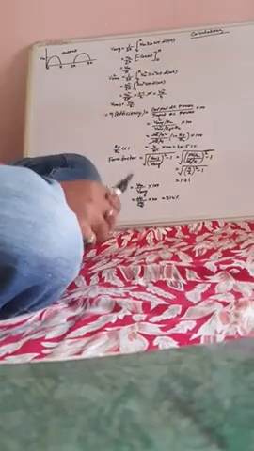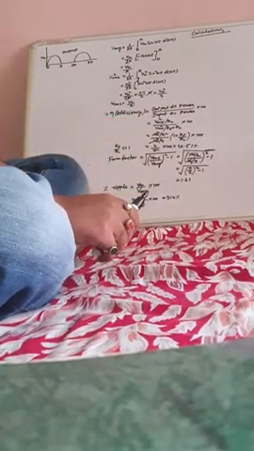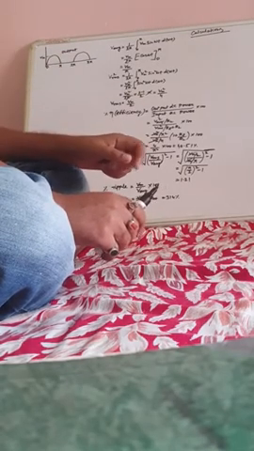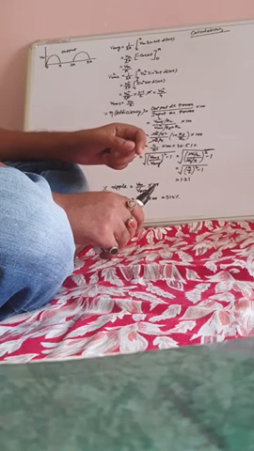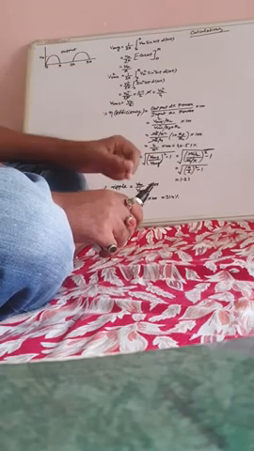Welcome students. This is part 2 of the half-wave rectifier. We'll do all the related calculations of the half-wave rectifier. We have to find out the Vrms, VAVG, the DC value and AC value of the half-wave rectifier.